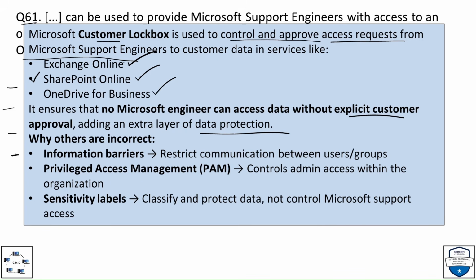And why are the other options incorrect? Information barriers restrict communication between users and groups. Privileged access management controls admin access within the organization. And sensitivity labels classify and protect data, not Microsoft support access.